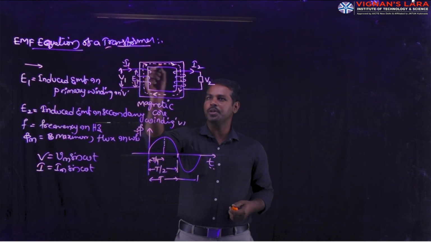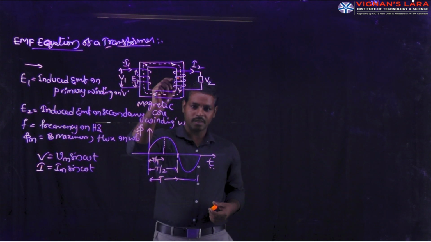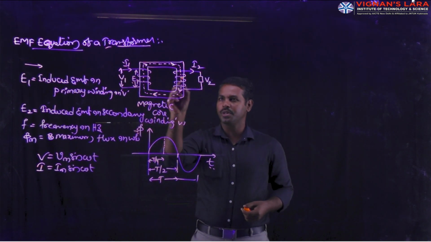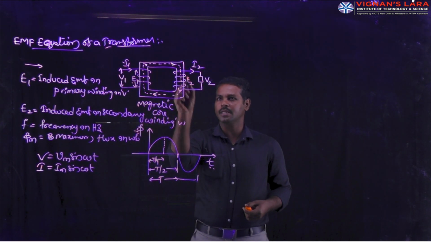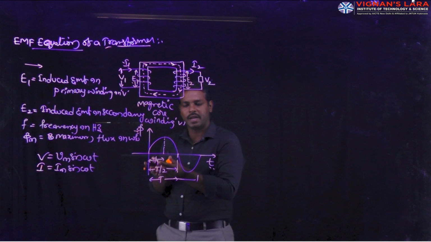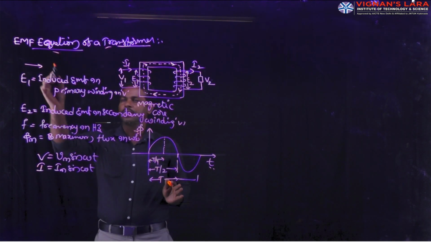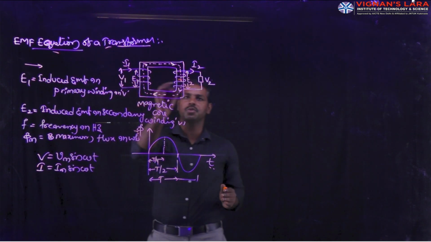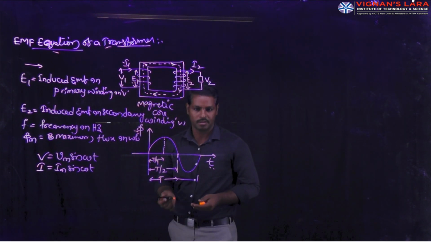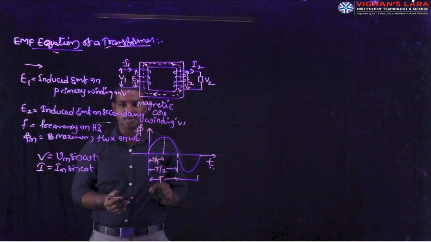So the same amount of flux will be linked with the secondary winding, which is also cut by the secondary winding, and it also induces an EMF, which is called E2. So E1 and E2, these two voltages are induced in the primary winding as well as the secondary winding. In this EMF equation, the magnitudes of these two EMFs are to be calculated, so we calculate E1 and E2.